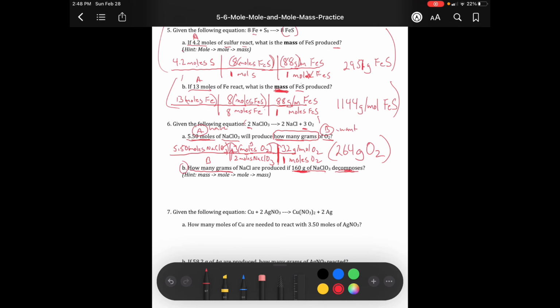So we're going to go from mass to mass, right? Mass A to mass B. So here we go. We have 160 grams of NaClO3, and so we write that down. Now, if we start with grams, we always use our molar mass to get to moles. So if we've got grams on the top, we need grams on the bottom. If we've got NaClO3 on the top, we need NaClO3 on the bottom.